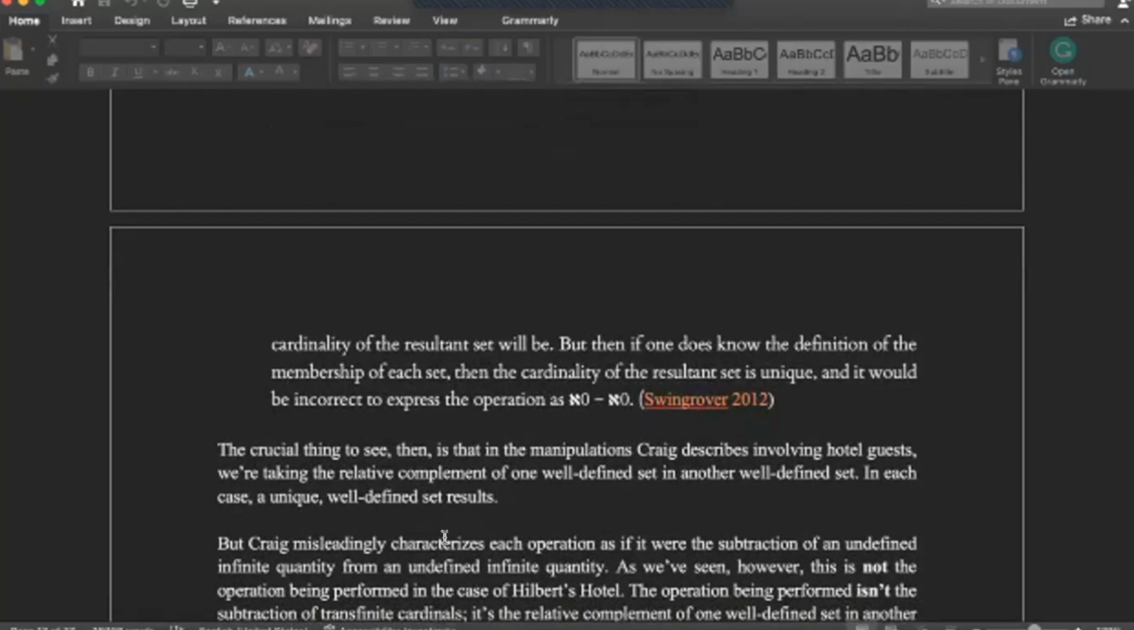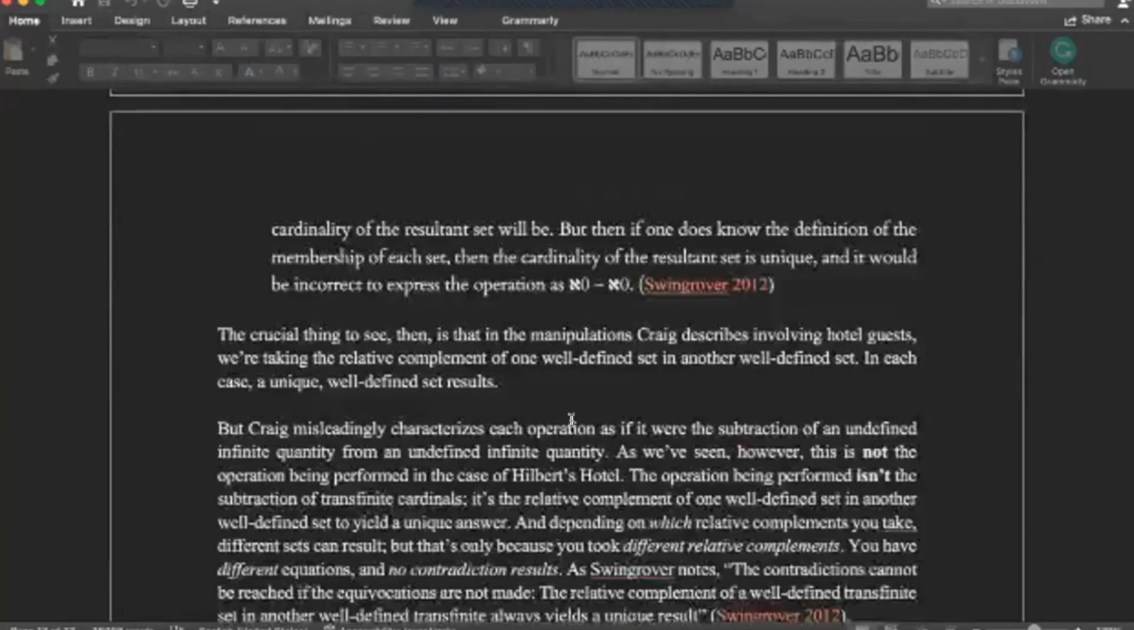Importantly, though, Craig misleadingly characterizes each operation as if it were the subtraction of an undefined infinite quantity from an undefined infinite quantity, right? Return to that marble example above. As we've seen, however, this is not the operation being performed in the case of Hilbert's Hotel. The operation being performed isn't the subtraction of transfinite cardinals. It's the relative complement of one well-defined set in another well-defined set to yield a unique answer.